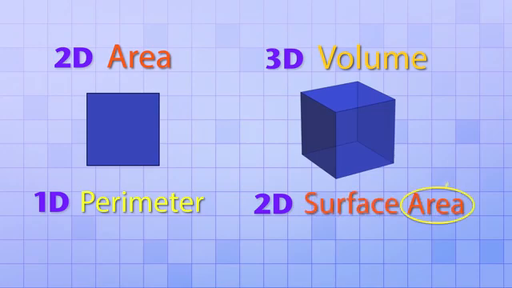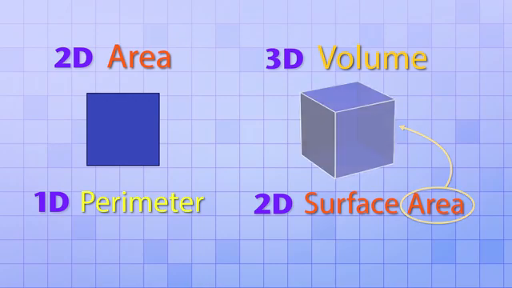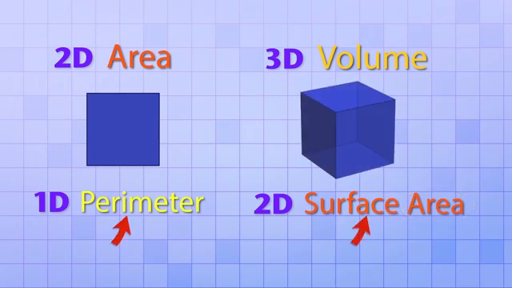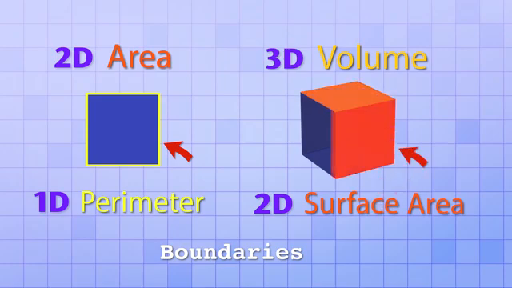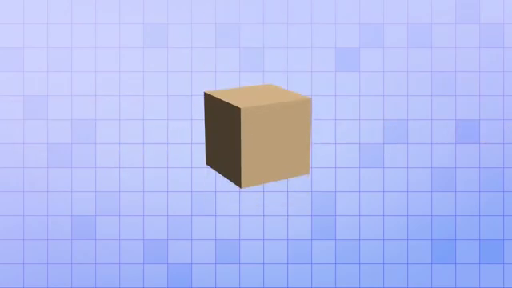Surface area is a lot like it sounds. It's the area of the object's outer surface or shell. Perimeter and surface area are both outer boundaries of geometric shapes. Perimeter is the one-dimensional outer boundary of a two-dimensional shape, and surface area is the two-dimensional outer boundary of a three-dimensional shape. And to help you see the difference between surface area and volume, imagine that you have a perfectly thin box filled with ice.